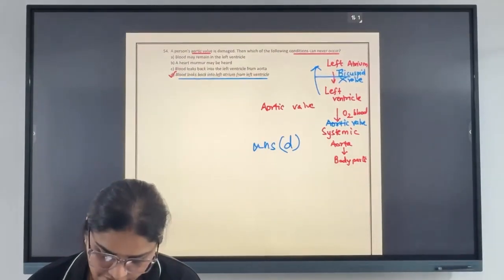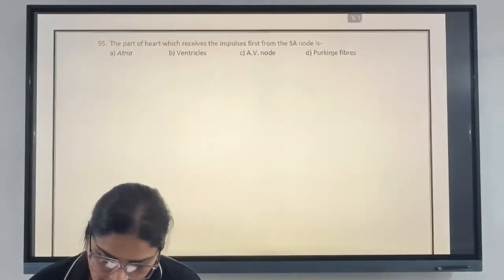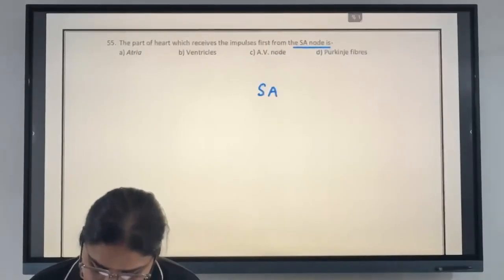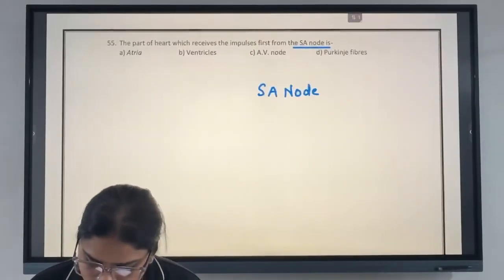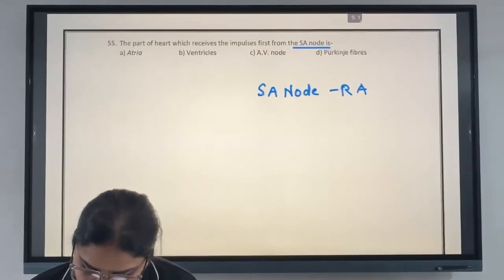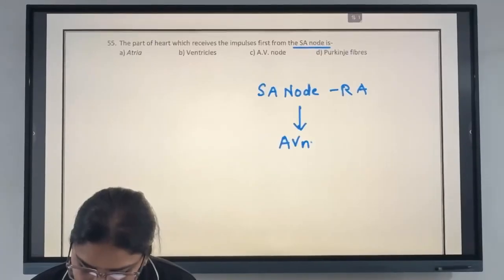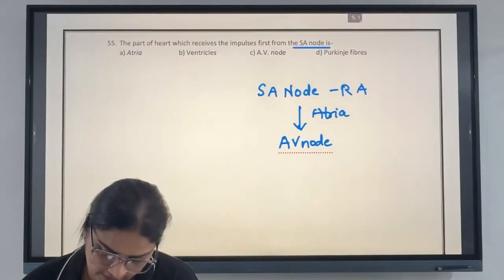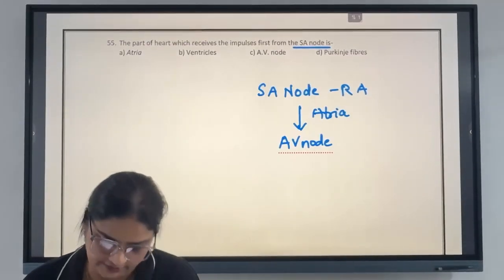Going to the 55th question. The part of the heart which receives impulse from the SA node is... The SA node is located in the right atrium. And from the SA node, the signals then go to the AV node. But before they reach the AV node, they pass through both the atria. So the answer is option A, atria.